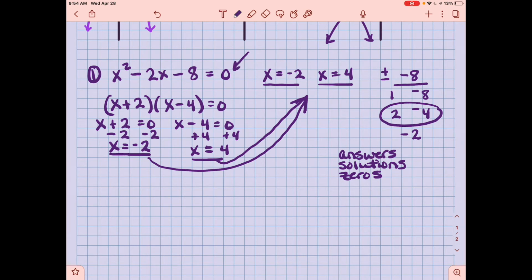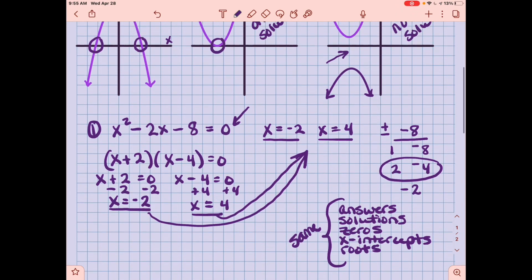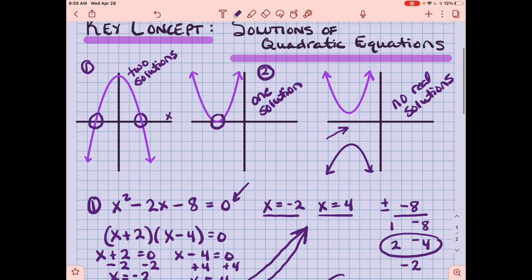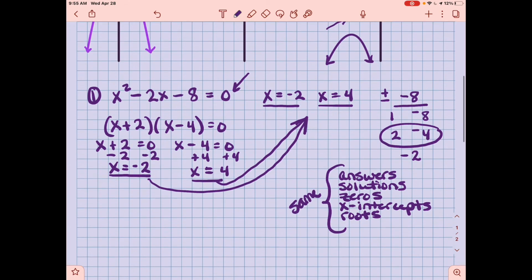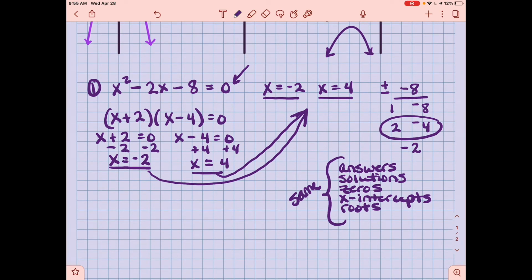Sometimes we say x-intercepts, and sometimes we say roots, and these all mean the same thing. We are looking for where our graph crosses the x-axis. We can see this also when we factor. I wanted you to see this little opposite thing that happens when my factor is x plus 2. Then my solution is x equals -2. When my factor is x minus 4, then my solution ends up being x equals 4.